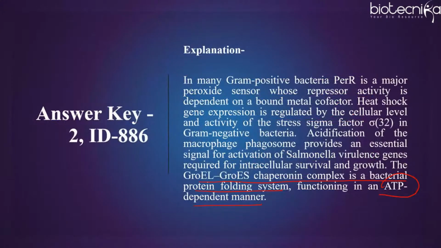Other statements I have already explained, about PerR and sigma 32. Acidification of macrophage phagosomes provides an essential signal for activation of which pathogen? It is Salmonella virulence genes that get activated. These genes are required for intracellular survival and growth, right? So now we have understood this question. Now coming to the last question.